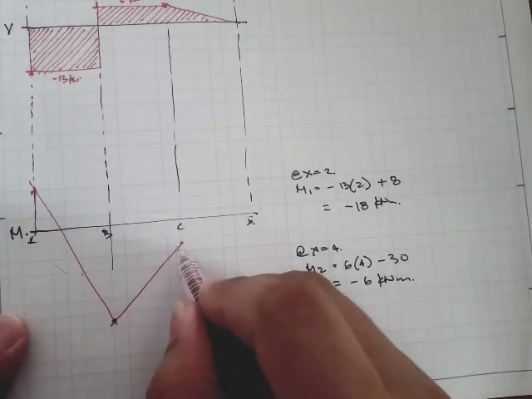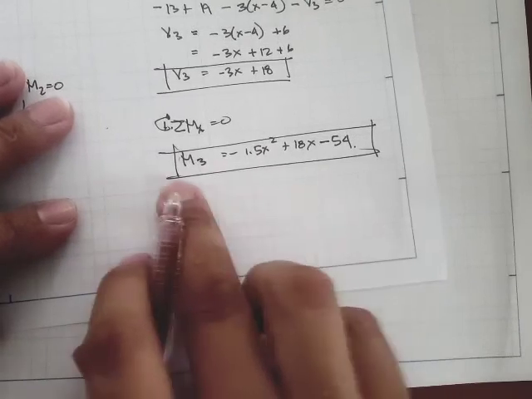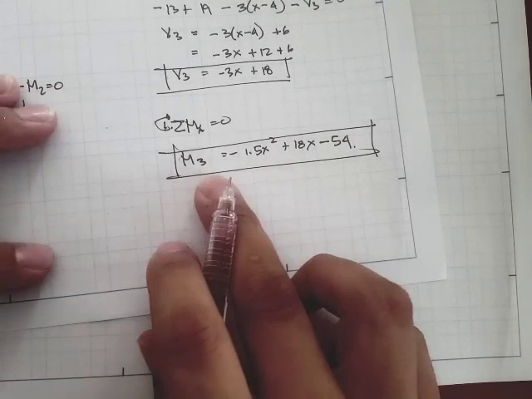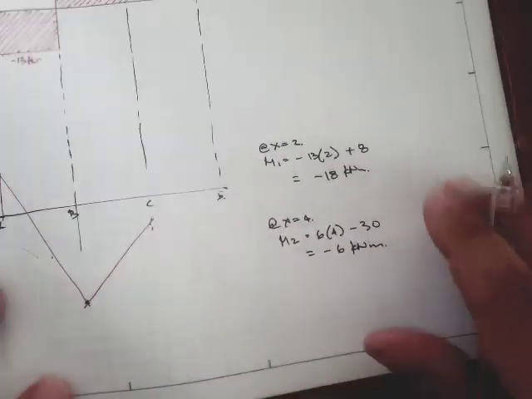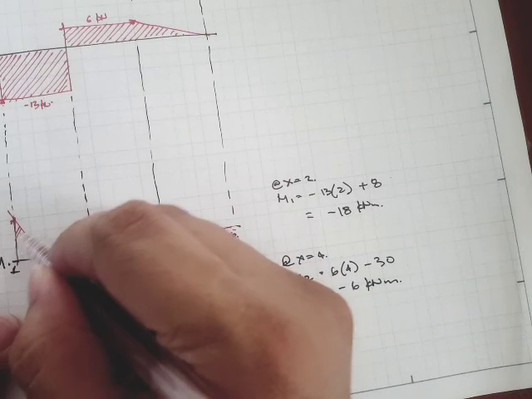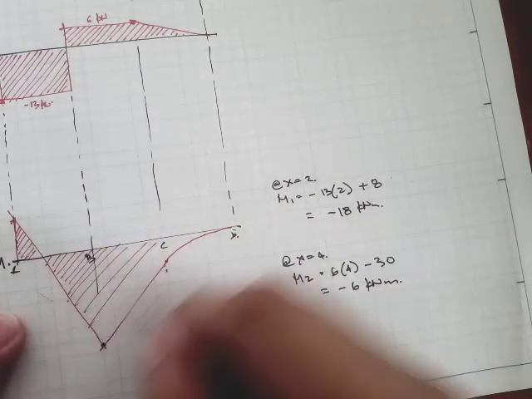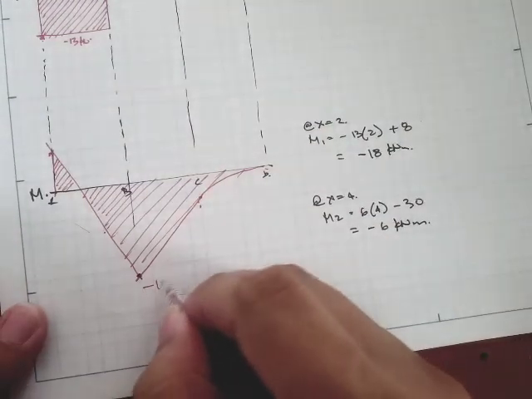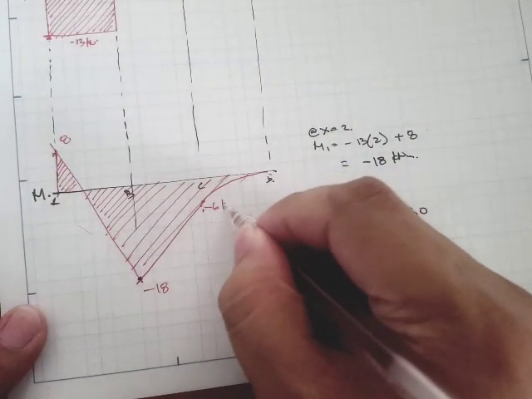Okay, so this is linear, but right here you would notice that this is a quadratic, and you just have to substitute the value of x. If you substitute the value of x, what you get is a quadratic curve. So the value right now is like this. This is negative 18, this is 8, and this is negative 6 kilonewton meters.